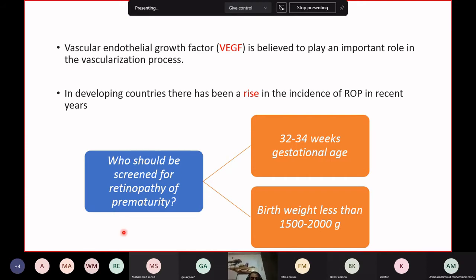One thing that I need you to remember is who should be screened for retinopathy of prematurity. Each country has its own protocol, and most of the protocols will suggest examination of children who are born with a gestational age less than 32 or 34 weeks, according to the protocol in each country, or patients with a birth weight less than 1,500 to 2,000 grams. So if the patient is born with a younger gestational age than this, or with less birth weight than this, he or she should have a screening for retinopathy of prematurity.